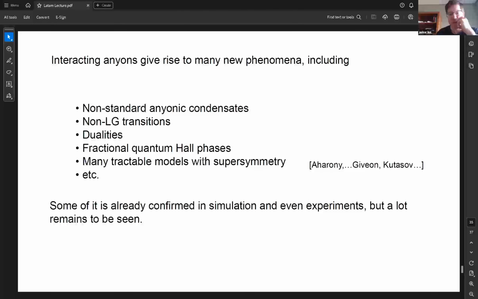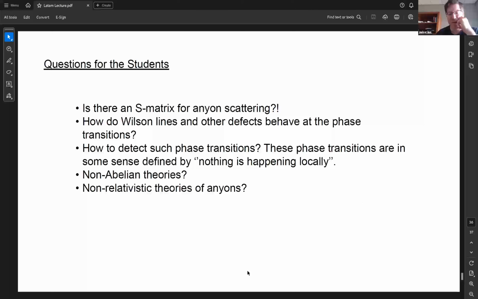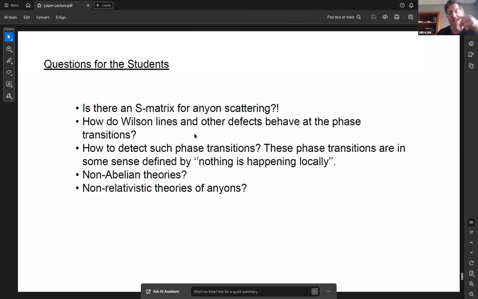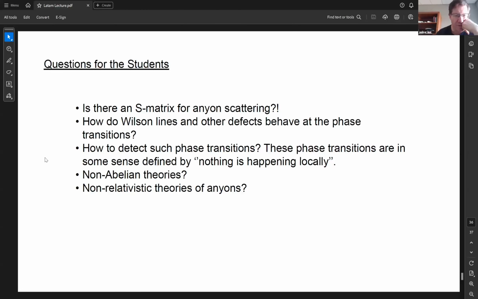We don't know the answer to this question. That's a very basic question that can be tested experimentally that we don't know the answer to. You can say that the question is, what is the response to an impurity, a charged impurity, at the phase transition?